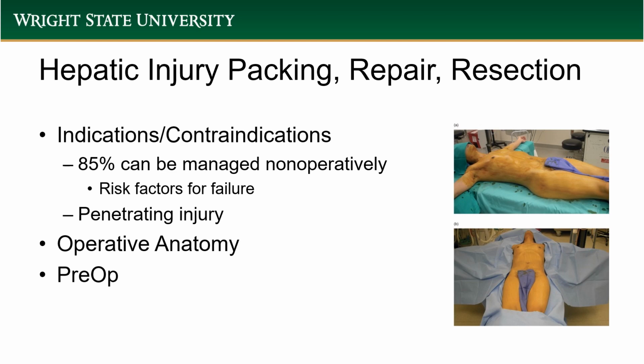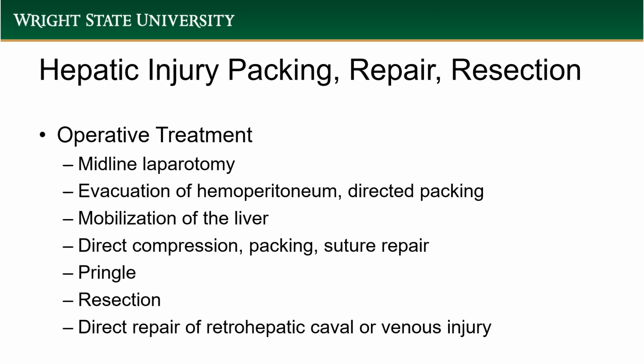So we talked about the operative anatomy already a little bit, but say you have a patient who's hemodynamically unstable or they have a penetrating injury, you're going to go to the OR. How are you going to take care of them? Well, you're going to get them set up and prep them in the usual trauma sterile fashion, chin to knees, anteriorly all the way down to the bed. Your patient's prepped and draped. Now it's time to get in.